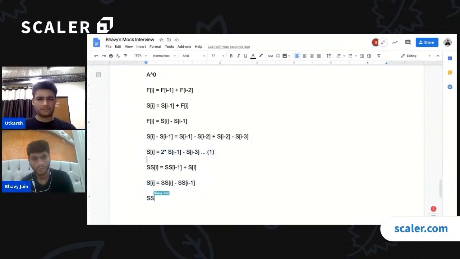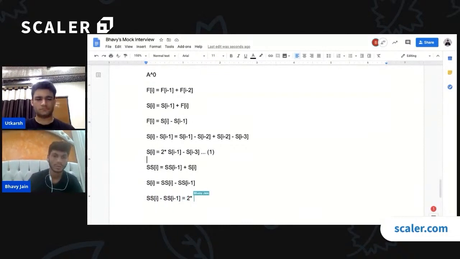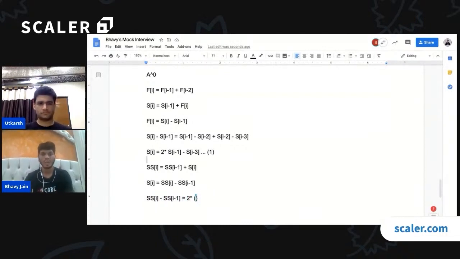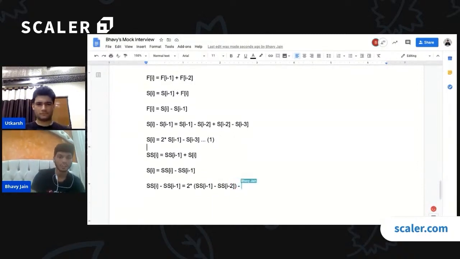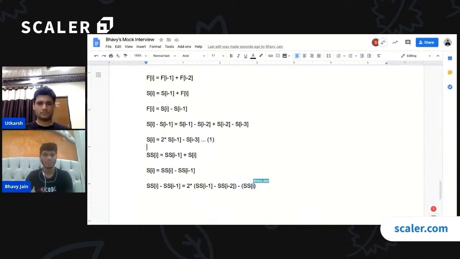ss of I minus ss of I minus 1 should be equal to 2 into ss of I minus 1, and ss of I minus 1 is equal to ss of I minus 1 minus ss of I minus 2. And then we will subtract s of I minus 3. s of I minus 3 should be equal to ss of I minus 3 minus ss of I minus 4.